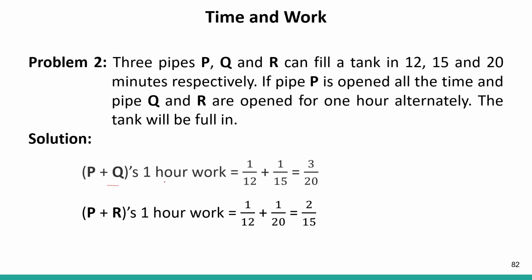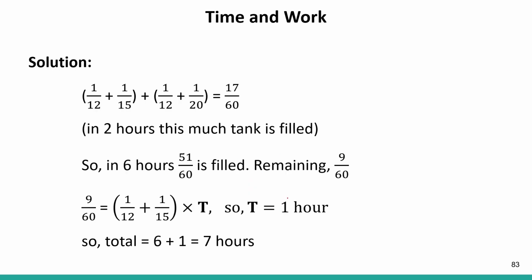So P plus Q's 1 hour work will be 1 by 12 plus 1 by 15, because P can fill the tank in 12 and Q can in 15. So their combined work rate will be 3 by 20. So P plus R's 1 hour work is equal to 1 by 12 plus 1 by 20, which is equal to 2 by 15, because P can fill it in 12 and R can in 20 minutes. So combining these two, this is their work rate.